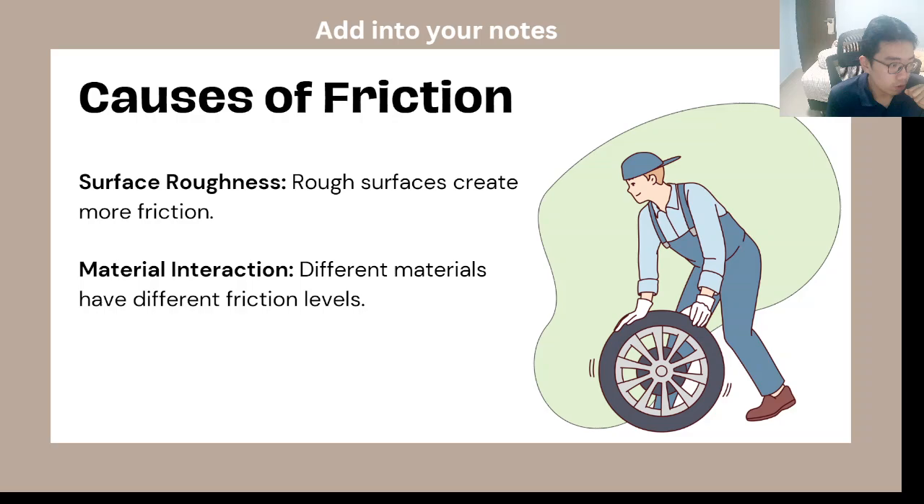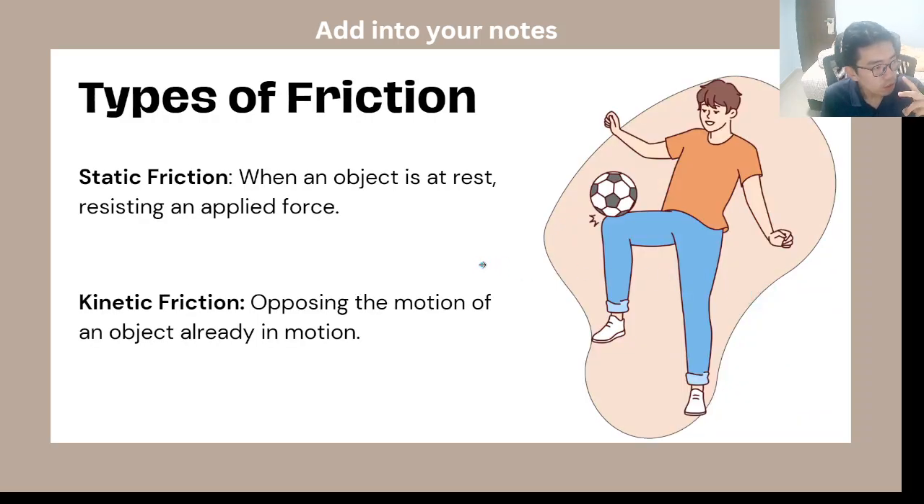Secondly, material interaction. This means that different materials have different friction levels. For example, compare aluminium foil versus a piece of cloth. Which one has a larger friction? Compare rubber with wood. When you slide them across, which one has more friction? So that is material interaction. There are two types of friction, and that is important.